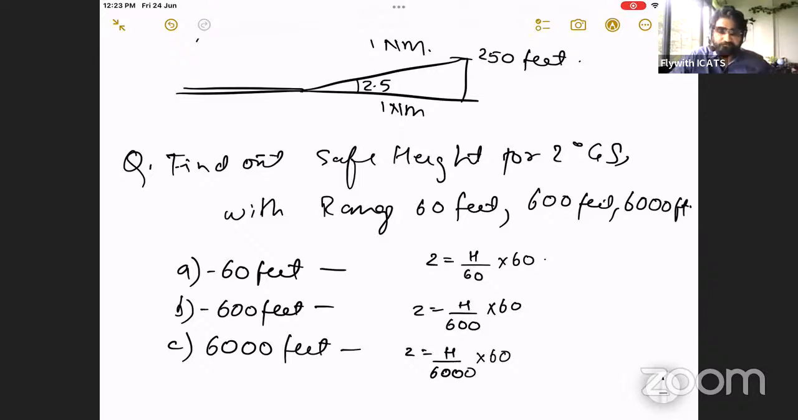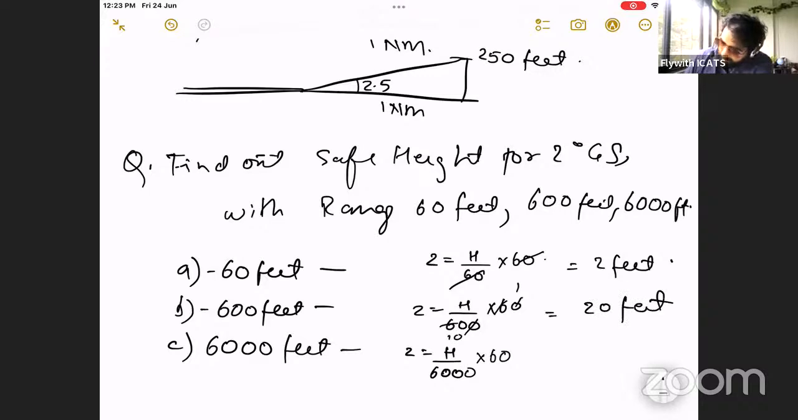Good job. Good. So this answer is 2 feet. Remember, the first option is applicable to the direct also. If the range is 60, then the height is equal to your glide slope directly. That is the basic 1 by 60 rule funda. Because 60 by 60 gets cancelled, that's why. Here you get 20 feet. And here you get 200 feet. Very nice.